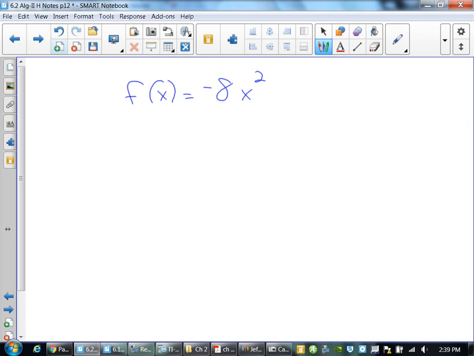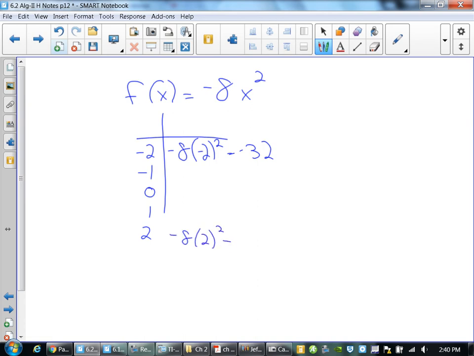Points, right? You just pick points. Well, you'd make a table: -2, -1, 0, 1, and 2. Order of operations tells you to do what first? Exponents. So if I take -8 times -2 squared, what am I going to do? I square -2, what do you get? 4. What's 4 times -8? -32. If I do that with a positive value, -8 times 2 squared, I still get -32.